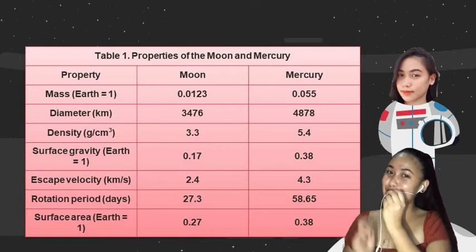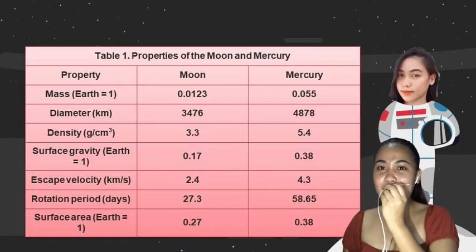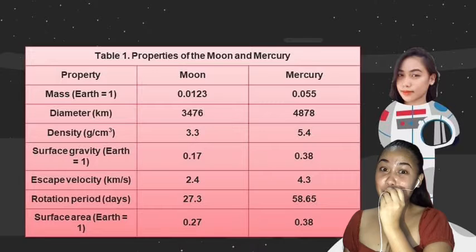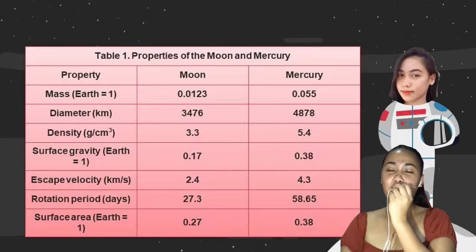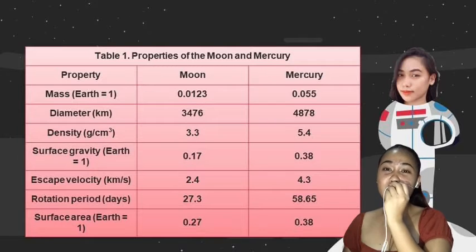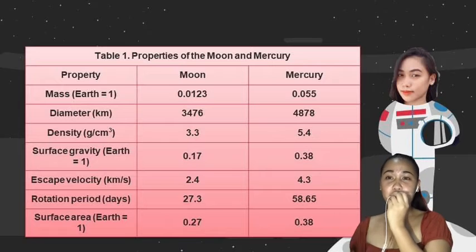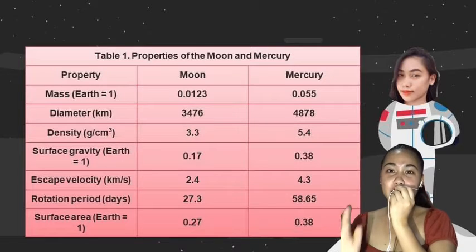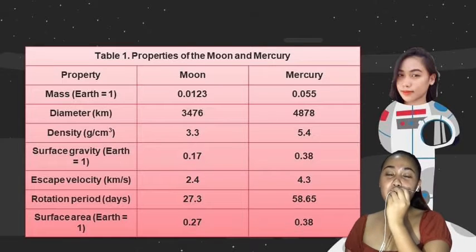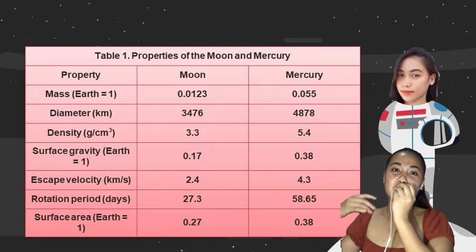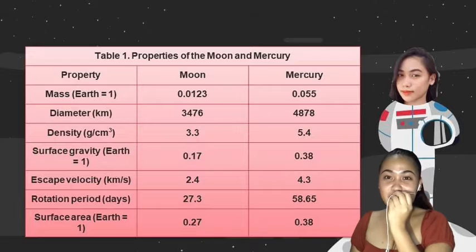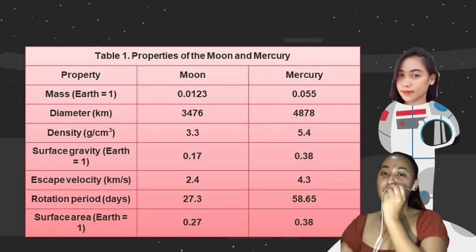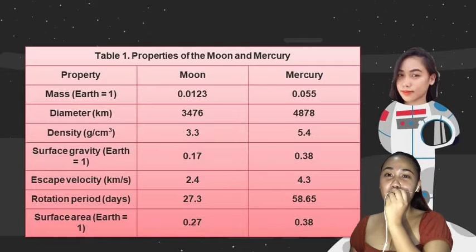So i-compare natin si moon sa Mercury. Pag sinasabi natin mass, yung moon meron siyang 0.0123, while yung Mercury may 0.055. Diameter in kilometers, yung moon may 3,476 kilometers, while yung Mercury may 4,878. Density, we have 3.3, and yung Mercury merong 5.4. Surface gravity, yung moon may 0.17 while yung Mercury may 0.38. Escape velocity in kilometers per second, ang moon meron 2.4 while yung Mercury may 4.3.